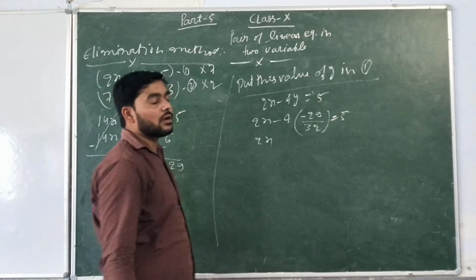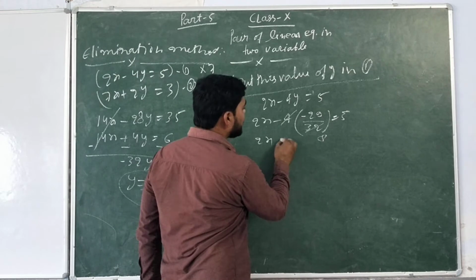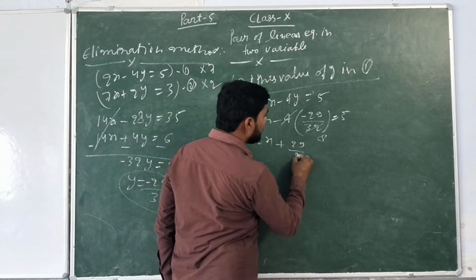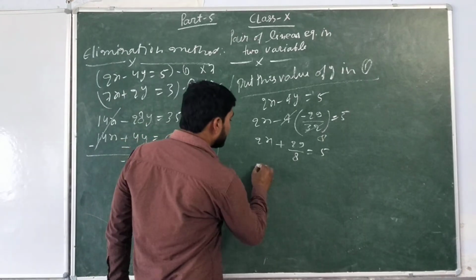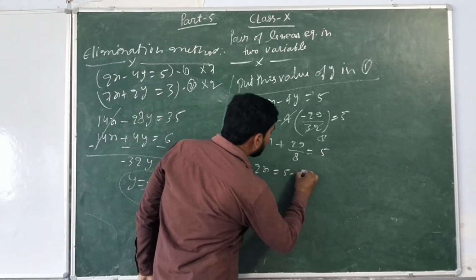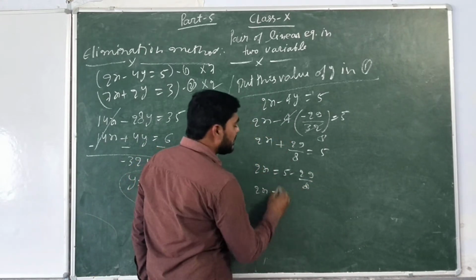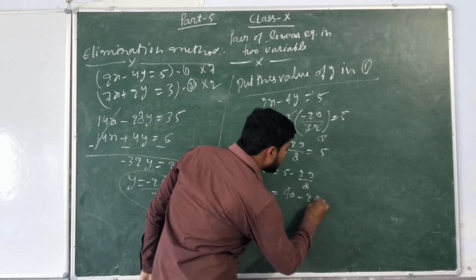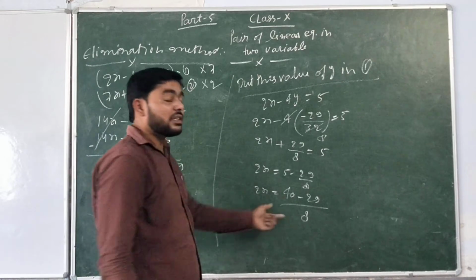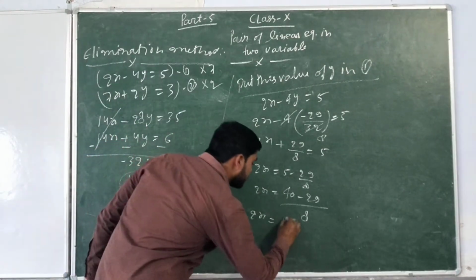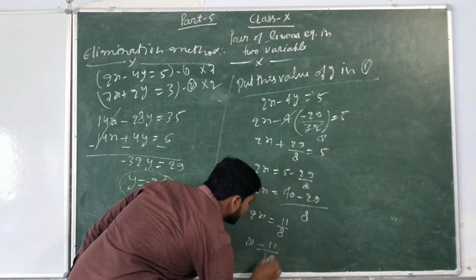Now if you solve, minus minus will be plus, and 4 8s are 32. Then this becomes plus 29 by 8 equal to 5. This is the constant term, so taking it to the RHS, 2x equal to 5 minus 29 by 8. 2x equal to, 8 5s are 40, minus 29 by 8. Now you will get the value of x. 40 minus 29 is 11 by 8. x is equal to 11 by 16.